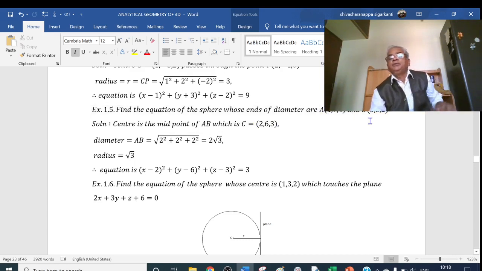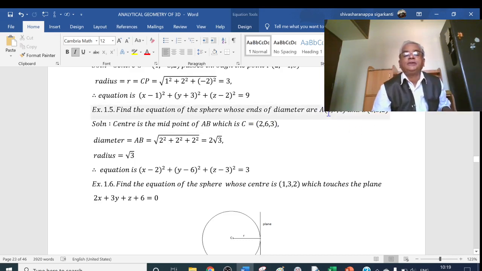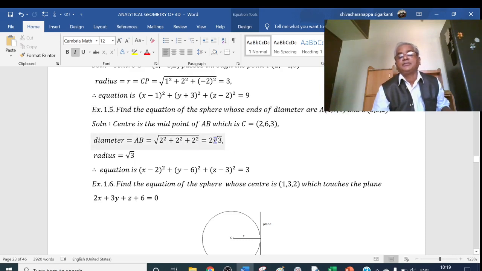Using the distance formula, square root of (3 minus 1) squared, 2 squared, plus (5 minus 7) is minus 2, minus 2 squared, plus (2 minus 4) is minus 2, minus 2 squared is again plus 2 squared. This is 2 squared plus 2 squared plus 2 squared, so 4 plus 4 plus 4, which is equal to 12.